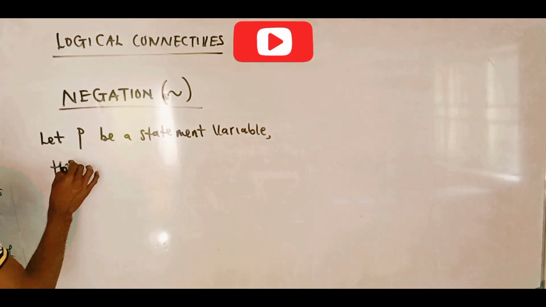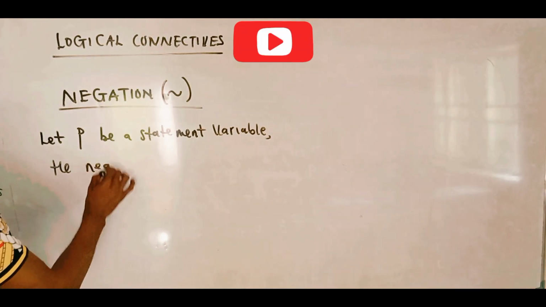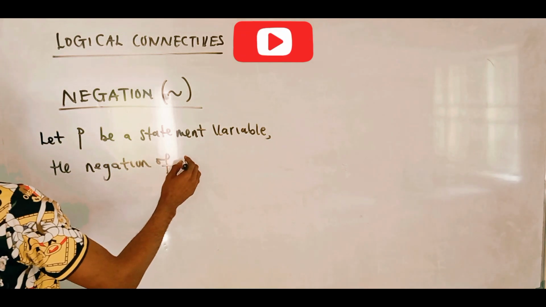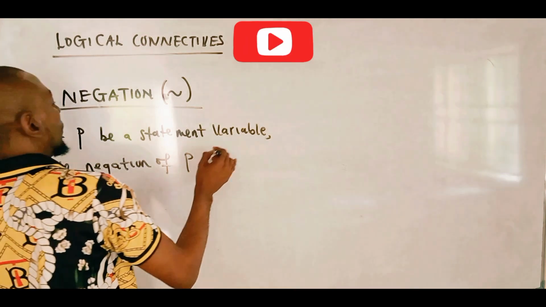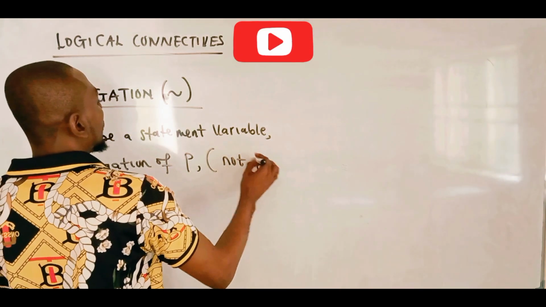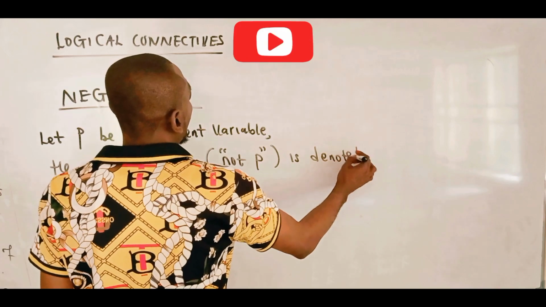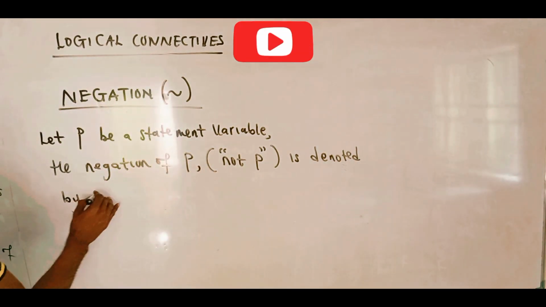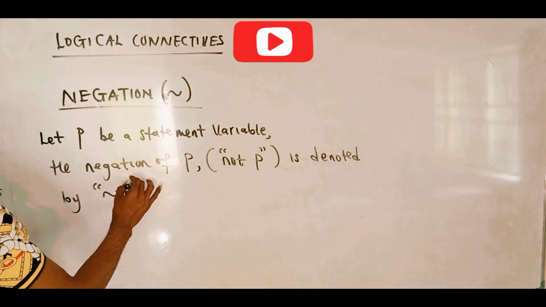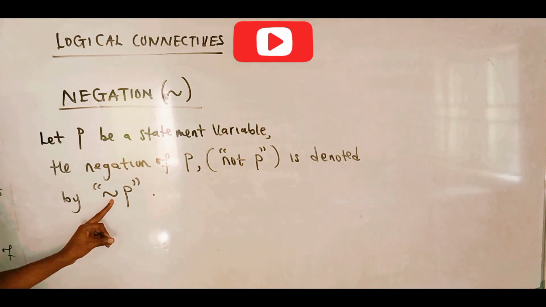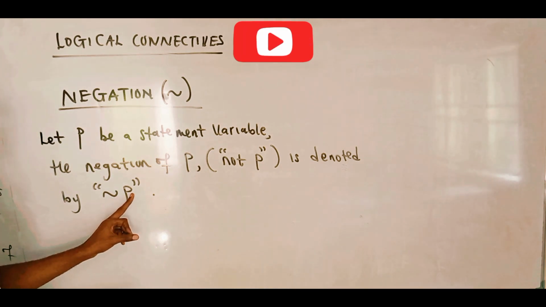Let P be a statement variable, then the negation of P, that is not P, is denoted by this symbol. It is called negation P.